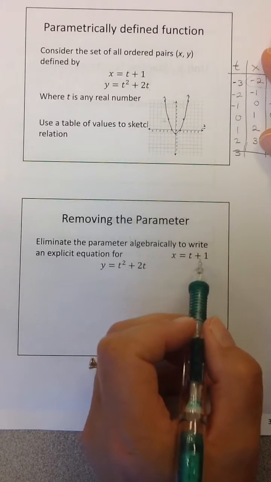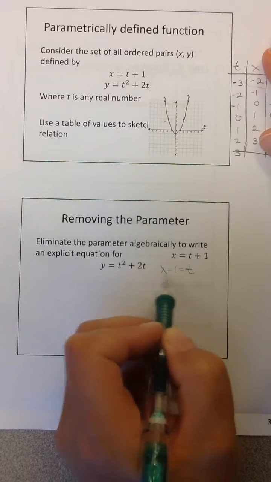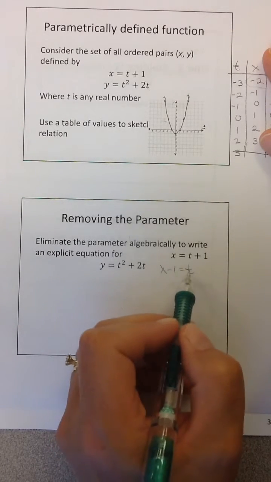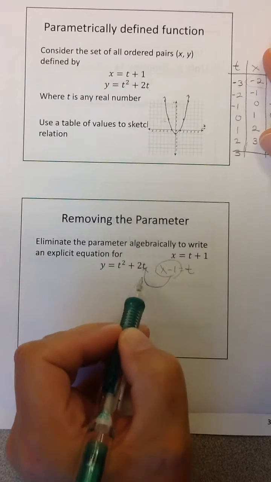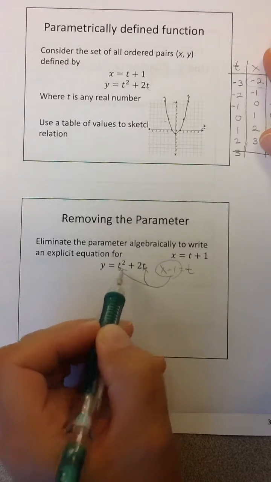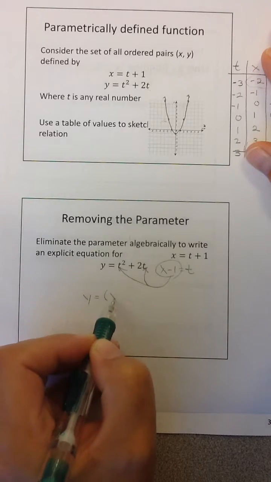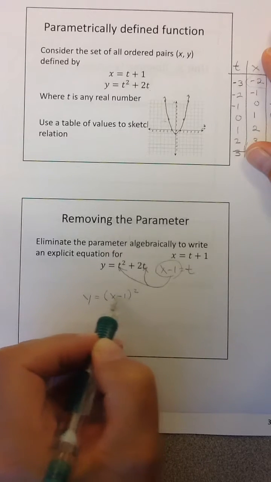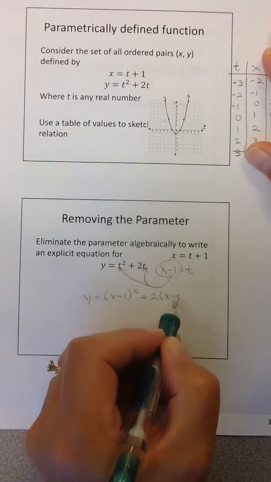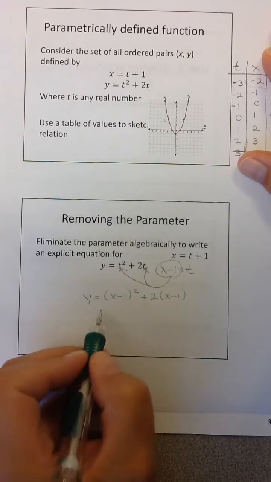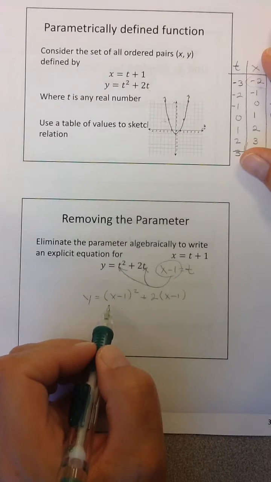x equals t plus 1, and subtract 1 from each side to make something in terms of t. Now t is equal to x minus 1, so x minus 1 can replace t in the other equation for both of those t's. So if I do that substitution, y equals x minus 1 quantity squared, replacing t with x minus 1, plus 2 times replace that t with an x minus 1. And then this is technically rewritten in terms of just x and y. I have removed the parameter. T is not there anymore.